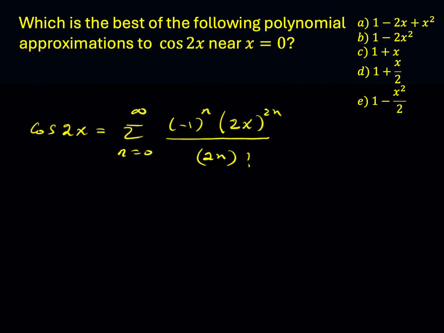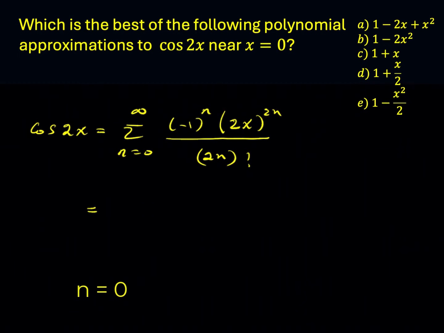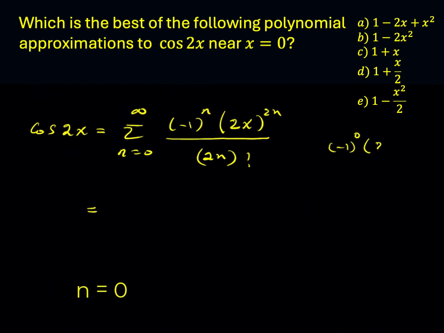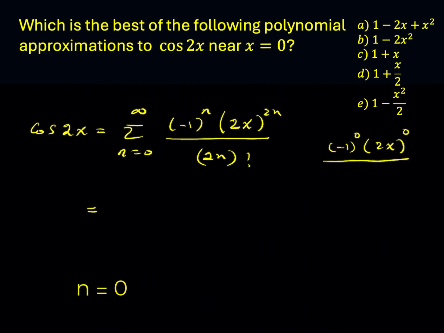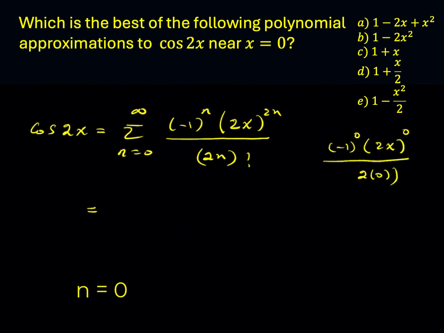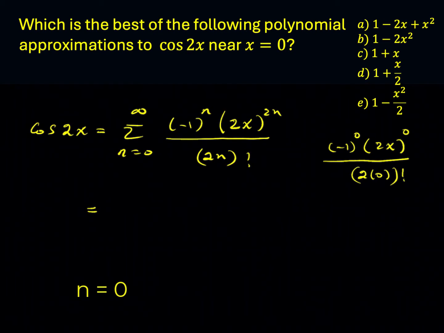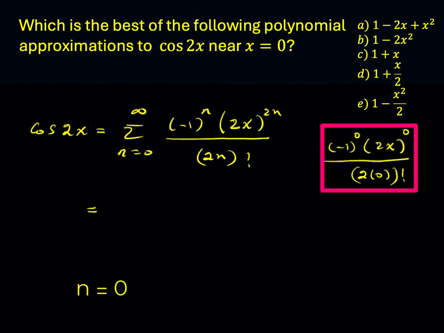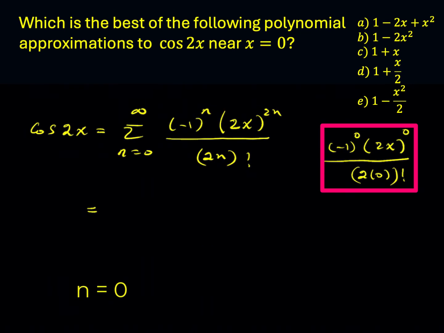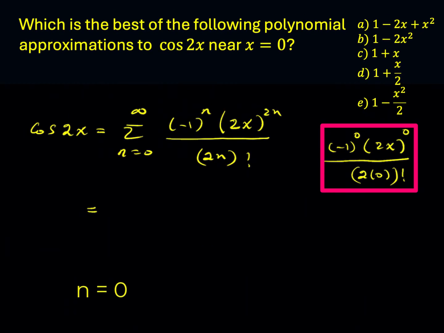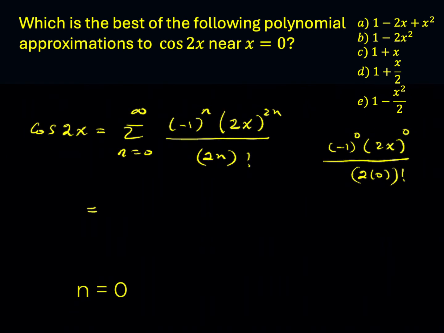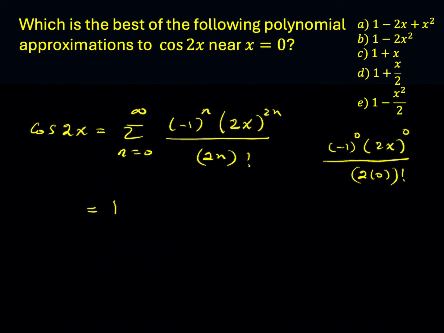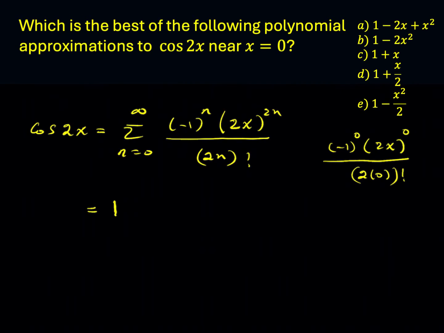Now, if you compute the first term, let's put n equal to 0. We get minus 1 to the power 0 times 2x to the power 2 times 0, which is 0, over 2 times 0 factorial. Minus 1 to the power 0 is equal to 1. Now, 2x to the power 0 is equal to 1, over 2 times 0, which is 0, 0 factorial, which is 1. So you get 1 over 1, which is 1. So now the first term is 1.